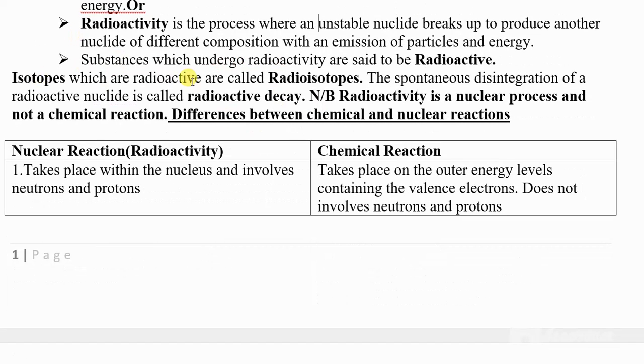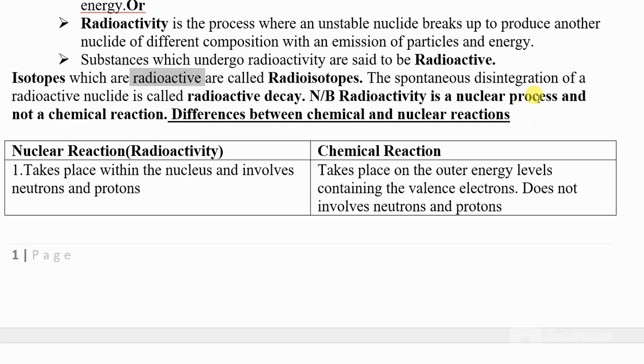Isotopes which are radioactive are called radioisotopes. So what are radioisotopes? These are unstable isotopes, likely to undergo radioactivity, and are called radioisotopes because they are radioactive. A radioactive substance is a substance which is unstable and likely to undergo radioactivity anytime. The spontaneous disintegration of a radioactive nuclide is called radioactive decay.